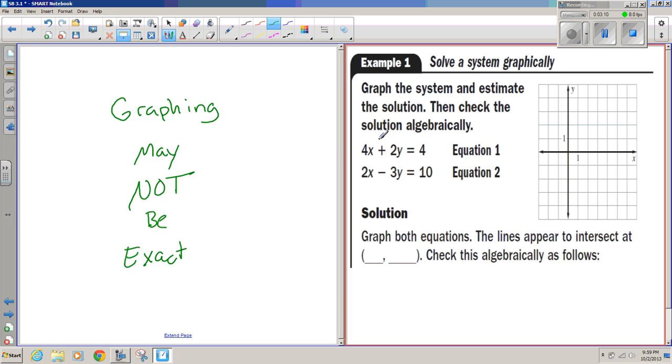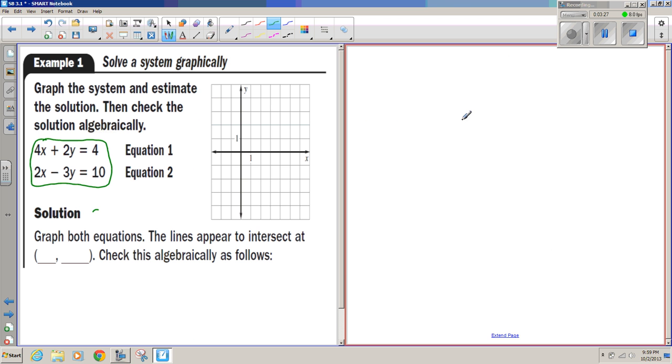So let's look at these equations here. Graph the system and estimate the solution, then check the solution algebraically. So you take a look at these. These are in standard form. So right now you're probably going to want to just use the cover-up method, finding the intercepts.